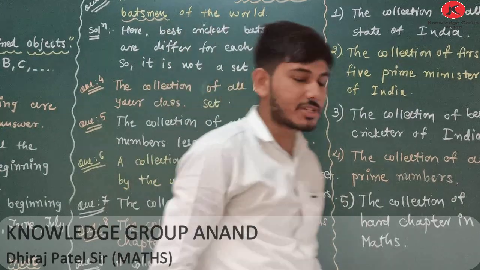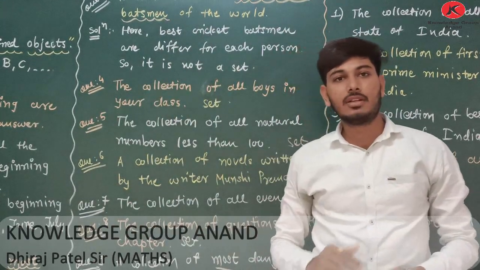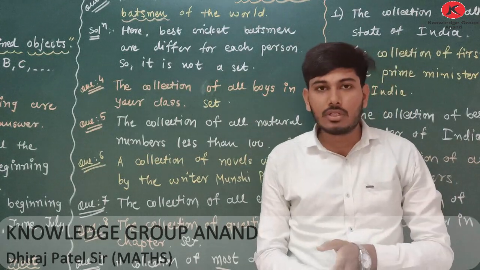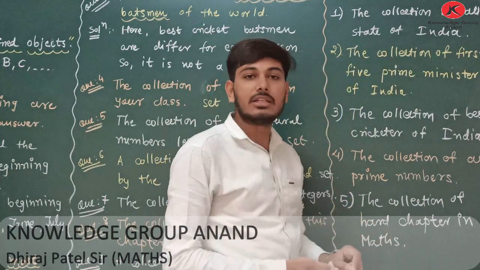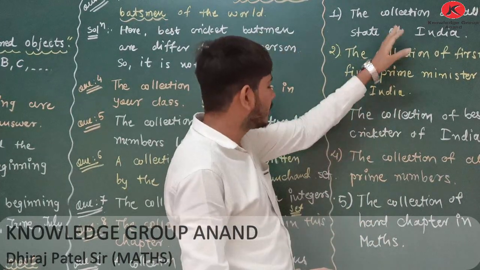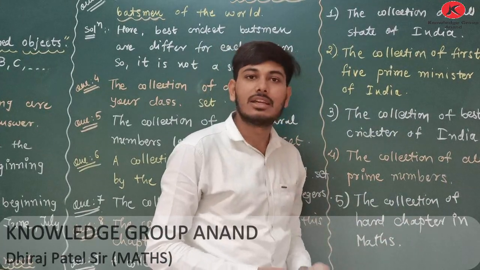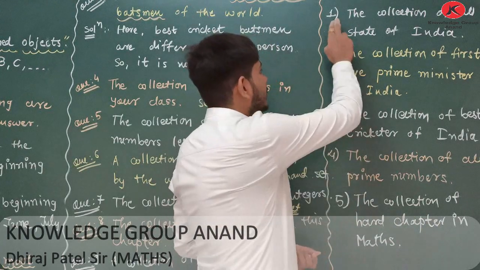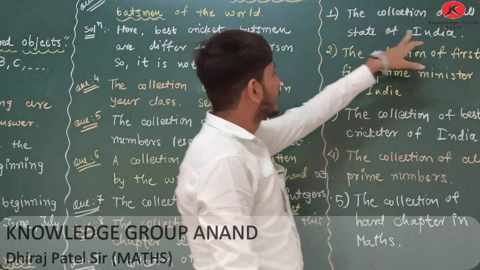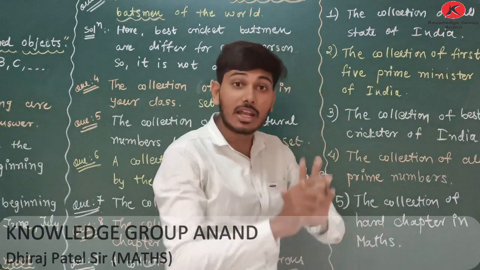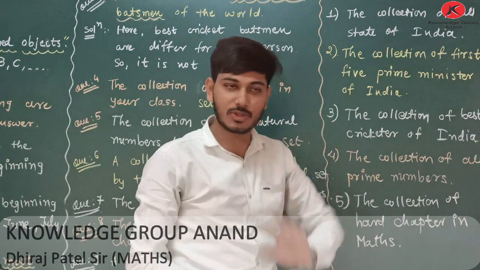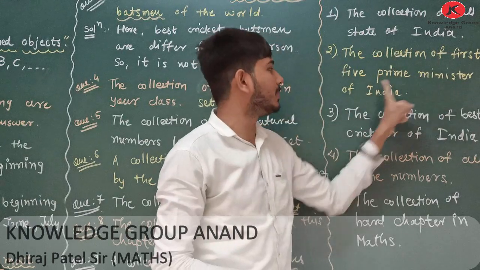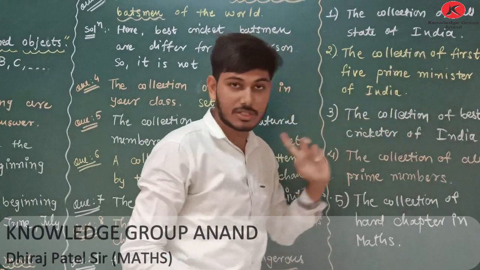Here we have discussed what is a set and the definition of a set, the collection of well-defined objects. Now, I am giving a total of 5 questions for your self-practice. You have to write the answers of these 5 questions, whether they are sets or not, and justify your answer with proper reason. The 5 questions are: first, the collection of all states of India. Second, the collection of first 5 prime ministers of India.